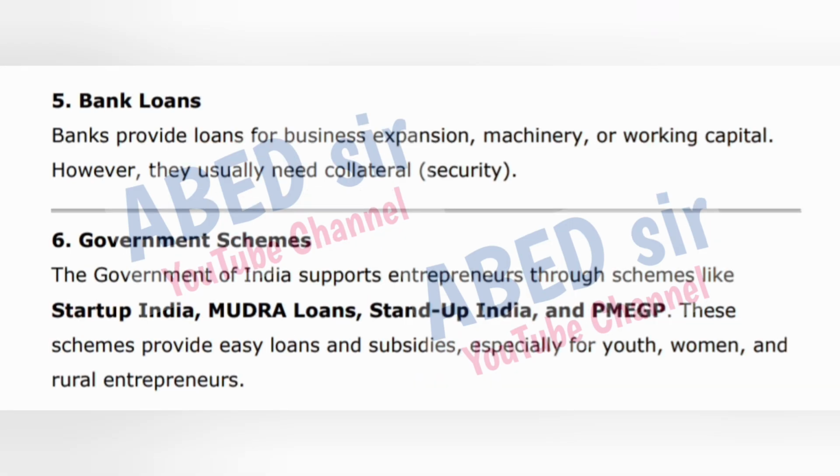5. Bank loans. Banks provide loans for business expansion, machinery, or working capital. However, they usually need collateral, security. 6. Government schemes. The Government of India supports entrepreneurs through schemes like Startup India, Mudra Loans, Stand Up India, and PMEGP. These schemes provide easy loans and subsidies, especially for youth, women, and rural entrepreneurs.